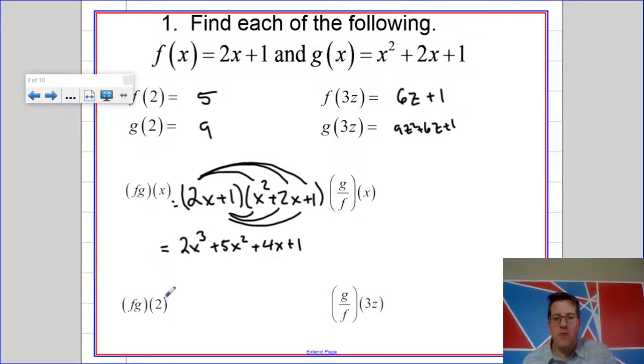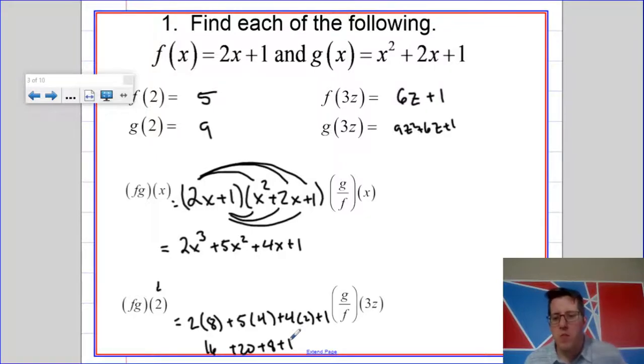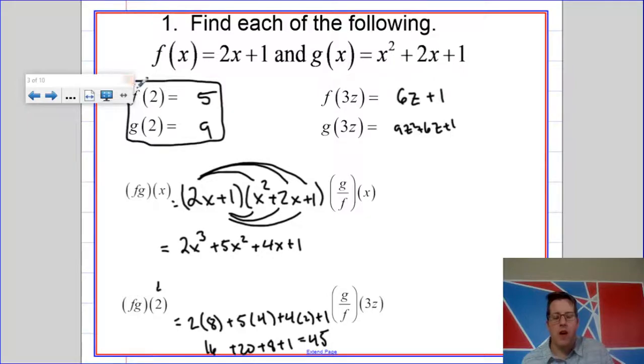So remember, f times g of 2 means take f times g and plug in 2 as your input. So that's going to be 2 times 2 cubed, which is 8, plus 5 times 2 squared, which is 4, plus 4 times 2, plus 1. So that's 16 plus 20 plus 8 plus 1, which is 45, which is 5 times 9.